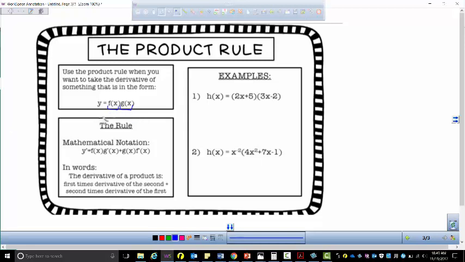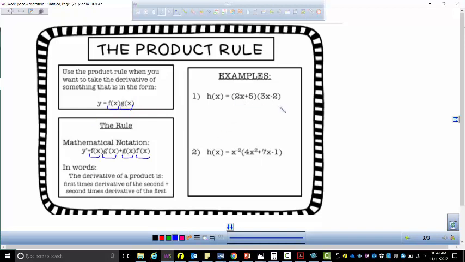So the rule they wrote on here, we have the two notations, so in words and mathematical. So the rule when you're multiplying two functions and you're looking for the derivative is you take the first function and you multiply it by the derivative of the second function, and then you add. You take the second function times the derivative of the first function. So in words, the derivative of the product is the first times the derivative of the second plus the second times the derivative of the first. So we refer to the one listed first as the first function and the second one as the second function.